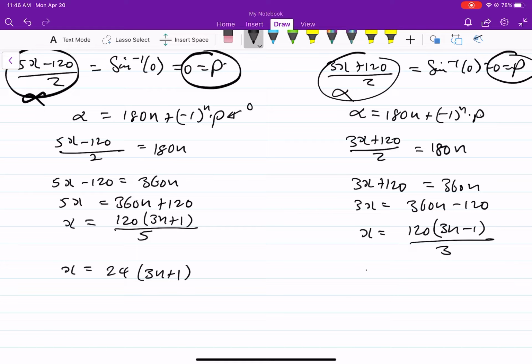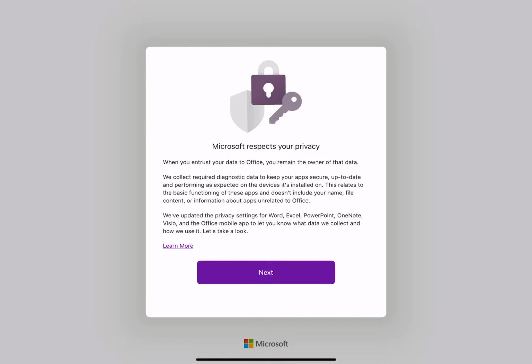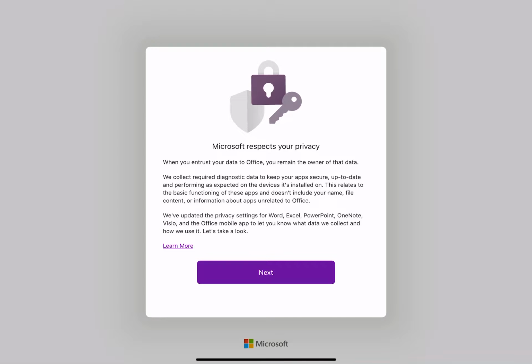Or x is equal to 3 into 120. Oops. Did I mess something up? Whoa. I really don't want to learn more at this point, you know.